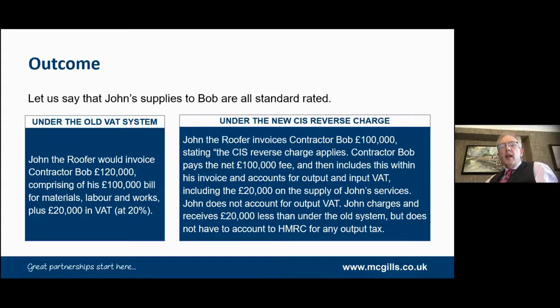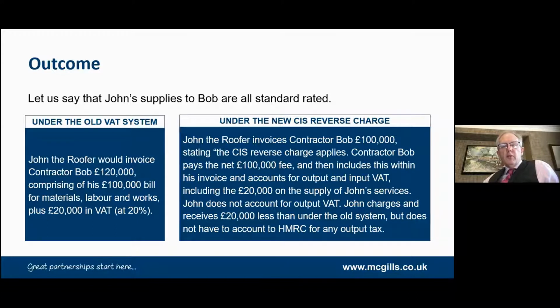Contractor Bob then pays the net £100,000 fee, no VAT, and then includes this within his invoice and accounts for output VAT and input VAT, including the £20,000 on the supply of John's services. John does not account for output VAT. John charges and receives £20,000 less than under the old system but does not have to account to HMRC for the output tax.